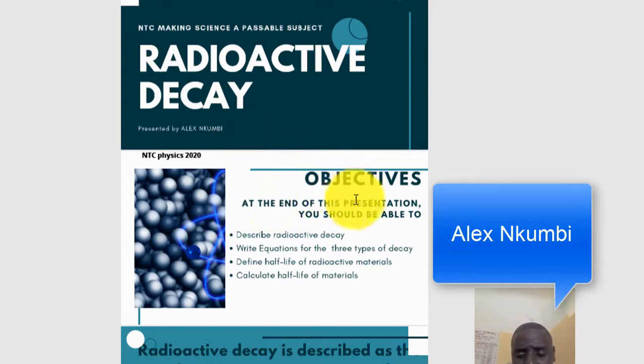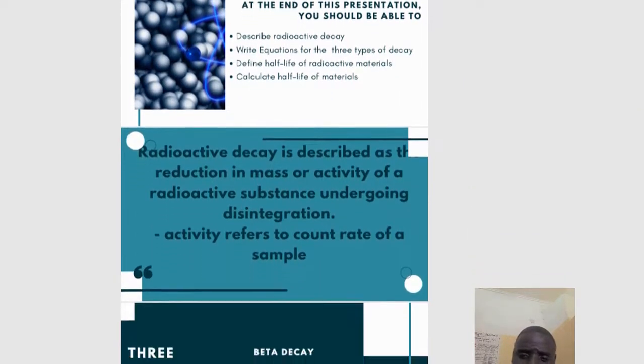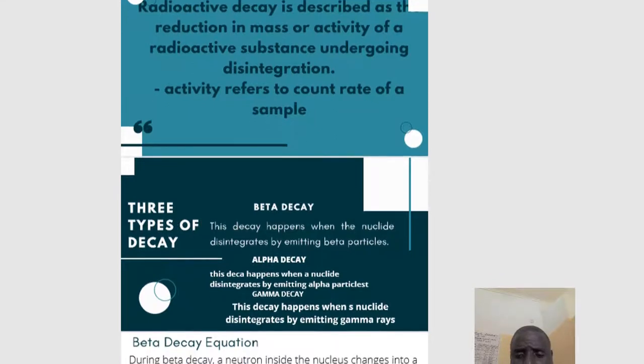So what is it that we want to cover in this lesson? The following are the things you should be able to do at the end of this lesson, or in short, these are our objectives. At the end of this lesson, you should be able to describe radioactive decay. You should be able to explain what it is. You should be able to write equations for the three types of decay. You should be able to define half-life of radioactive materials. You should be able to calculate half-life of materials. And then in the other lesson, we shall go deeper to talk about detection and uses of radioactivity.